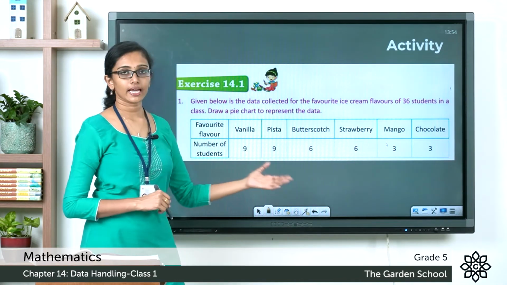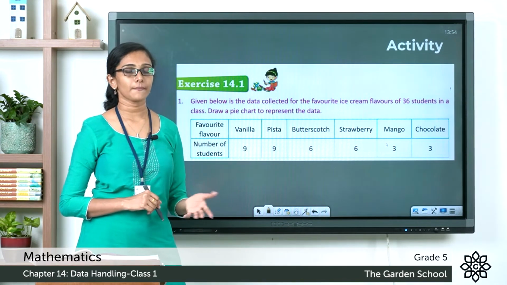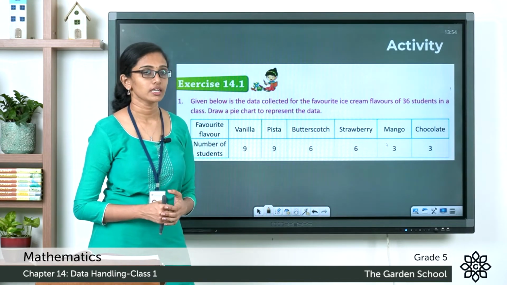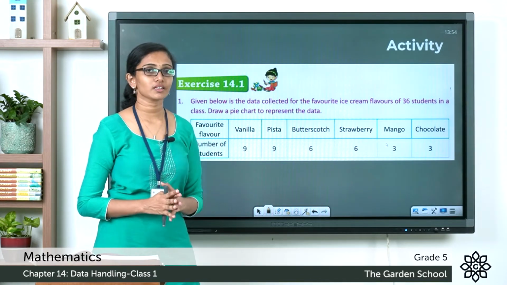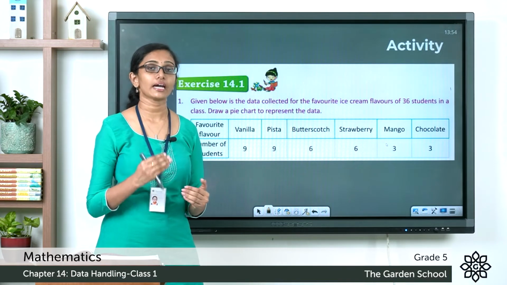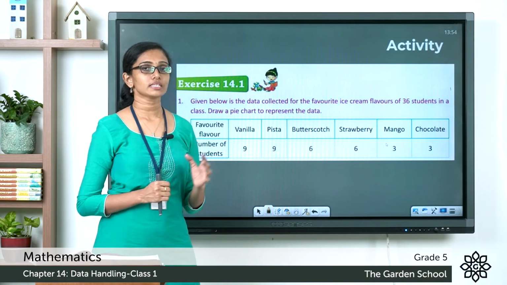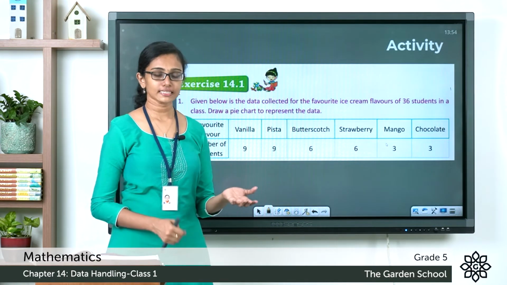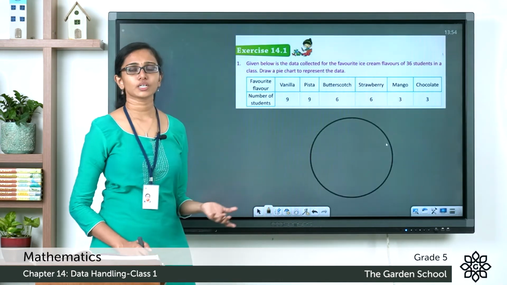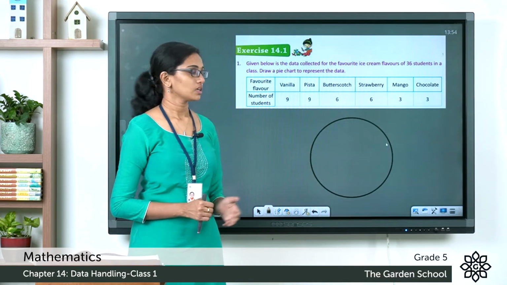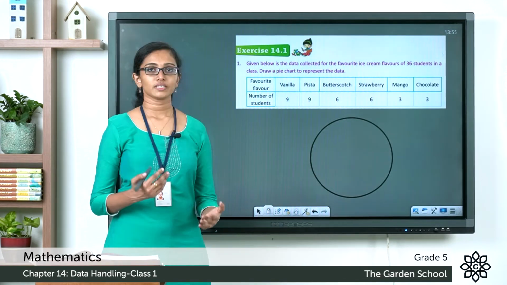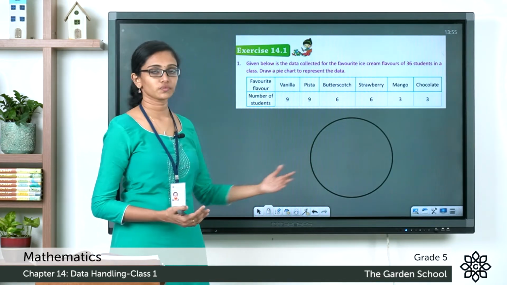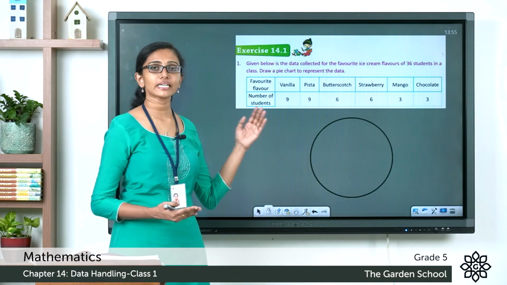So how can we represent this data on a pie chart? How can we construct a pie chart? You will learn more exact methods of constructing a pie chart in your higher grades. So today we'll see a simple method using approximation. So the first step is to draw a circle of any radius. So let this be that circle. And the next step is to find out what portion of this circle should correspond to the data given here.